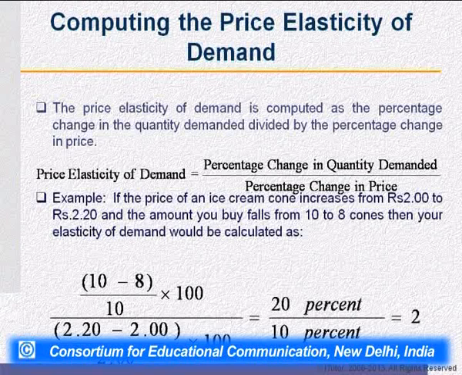How much has it decreased? 10 minus 8. It was 10 before, and now it is 8. Now upon 2.20 minus 2, which is the price increase in ice cream cones. Now 20 upon 10 and the answer is 2. The elasticity of demand calculated is 2, which is not perfectly elastic, but is elastic, more than 1.